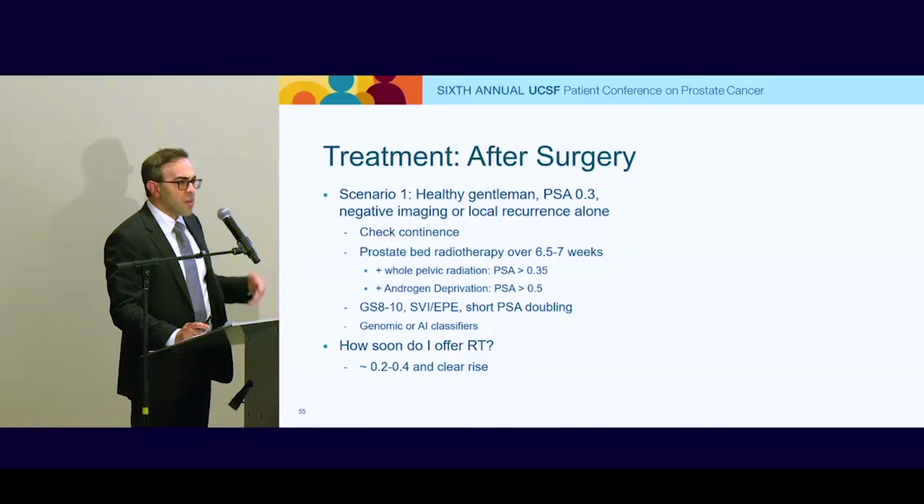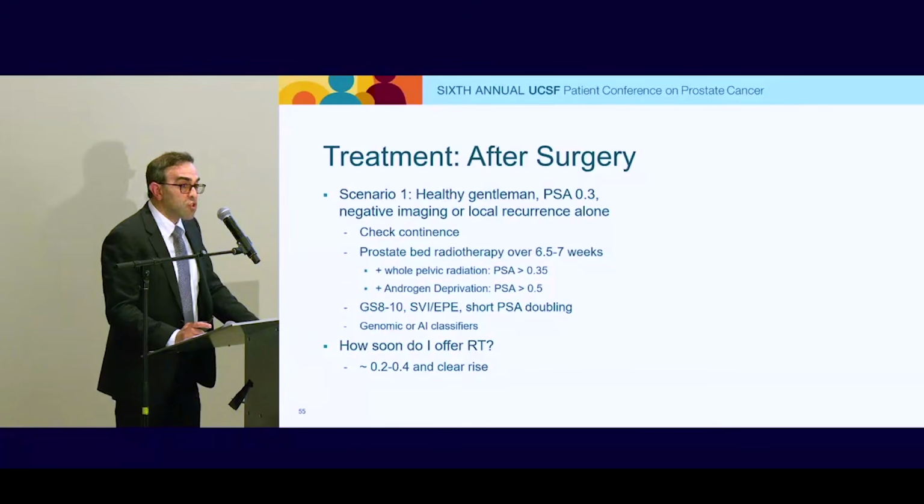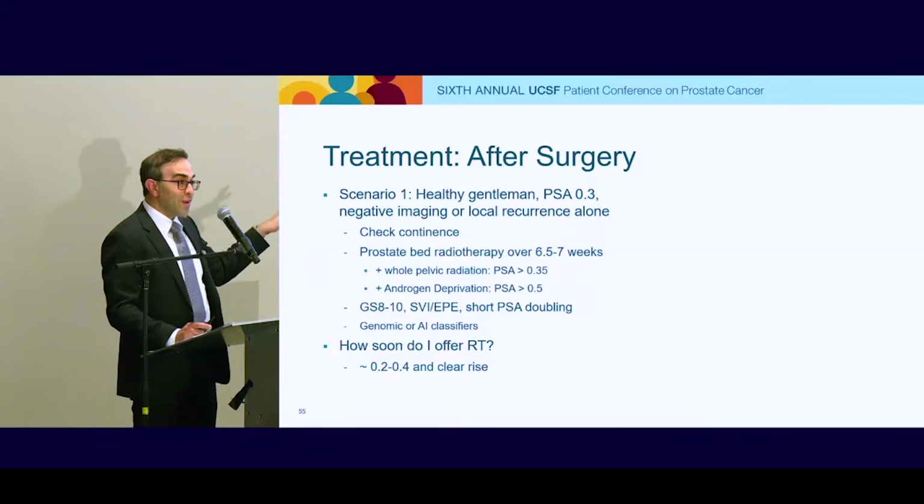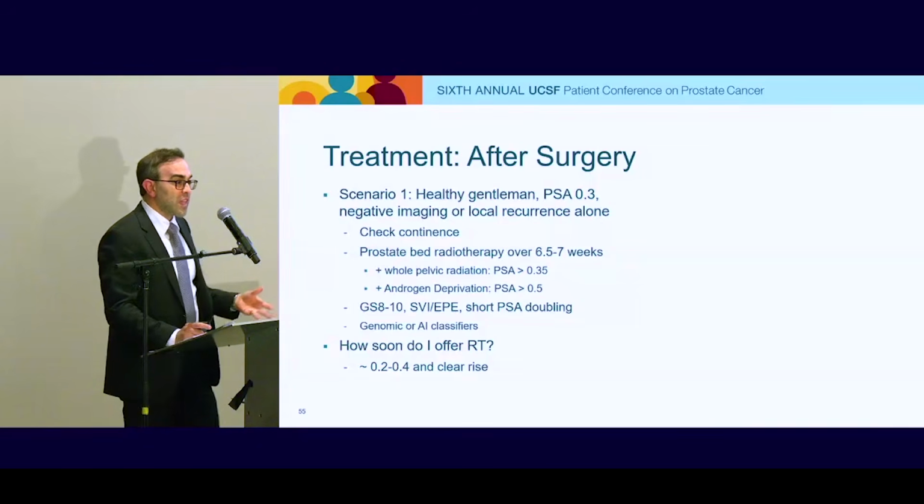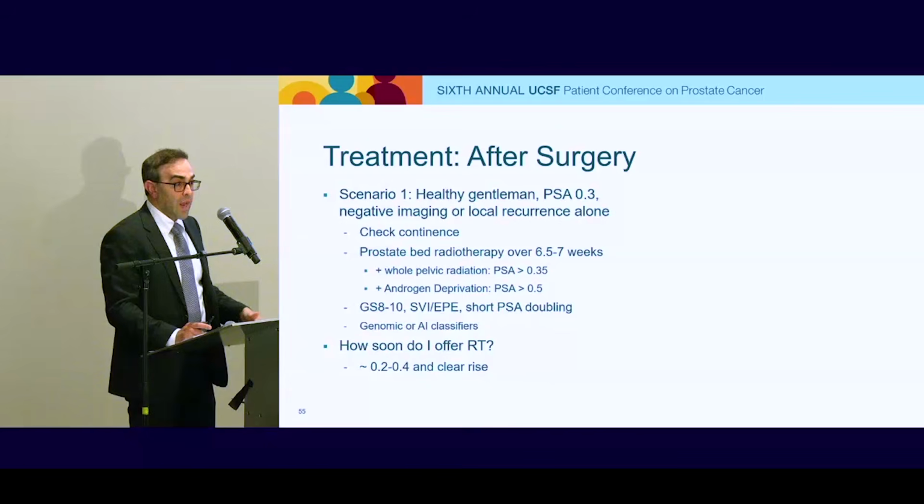I think we talked about Artera and Decipher throughout all of this, and I think that's really made an impact on how I think about, especially, the androgen deprivation piece of the question. And then how soon do I offer radiation, right? And this is not meant to be numerically based, just to be very clear. It's all about the clinical scenario. So usually I prefer somewhere around 0.2 to 0.4, but it has to be rising.